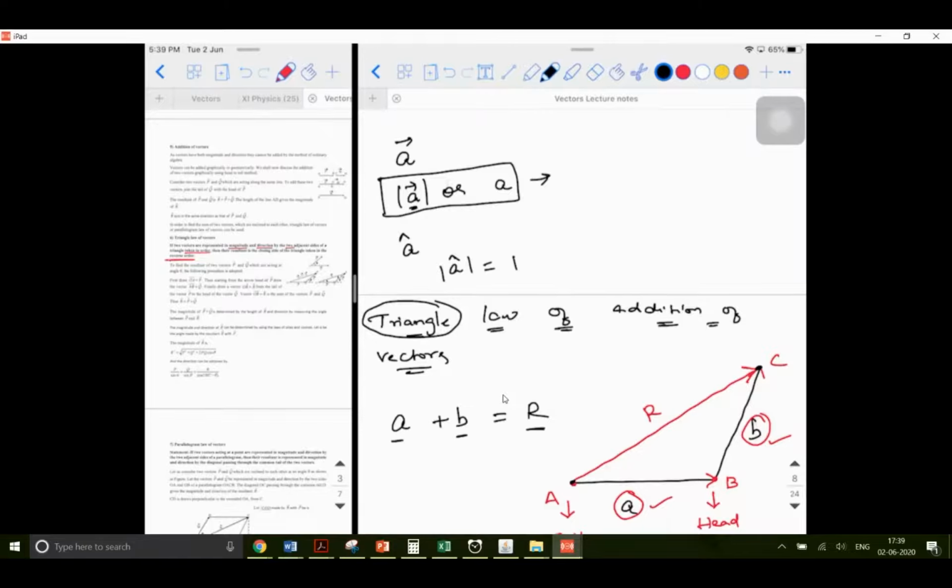Is it the triangle of vectors speaking about the vectors or the magnitude of the vectors? Read the statement. About vectors. So what change should I make in this? A vector plus B vector equal to R vector.